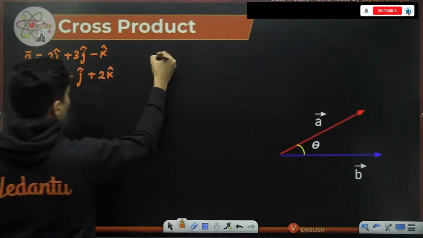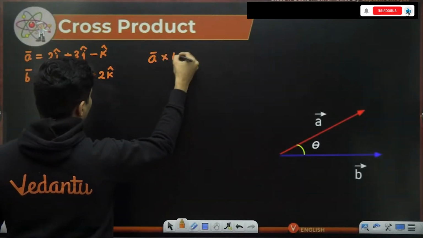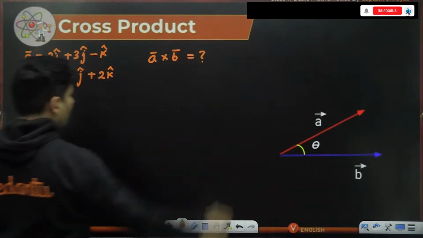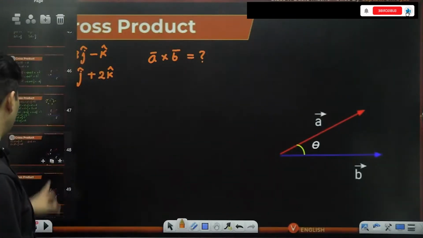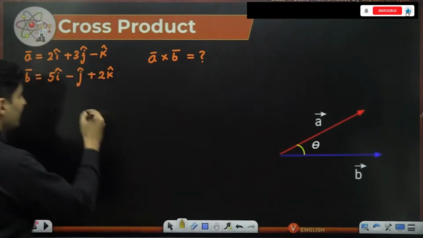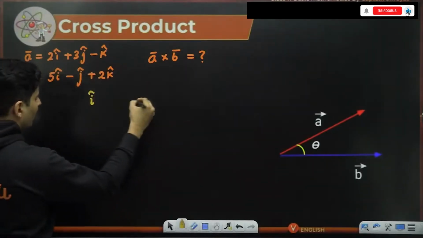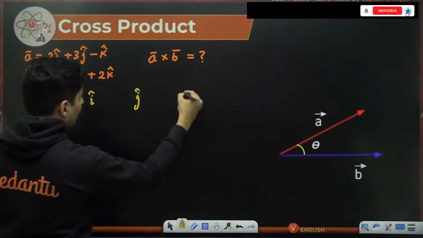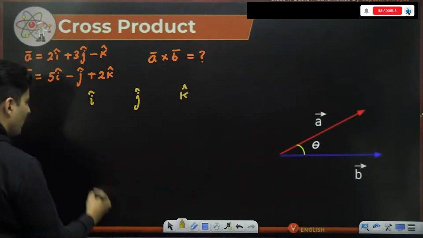Okay. And you have been asked what is A cross B equal to. What is the first step? Observe carefully, guys. First, write down i cap, then write down j cap, then put k cap over here.